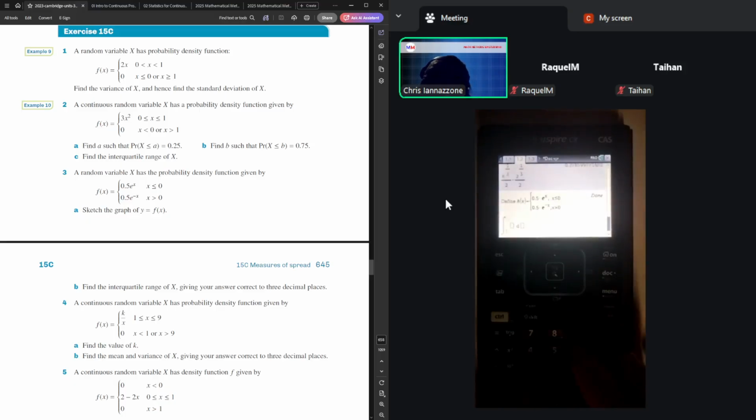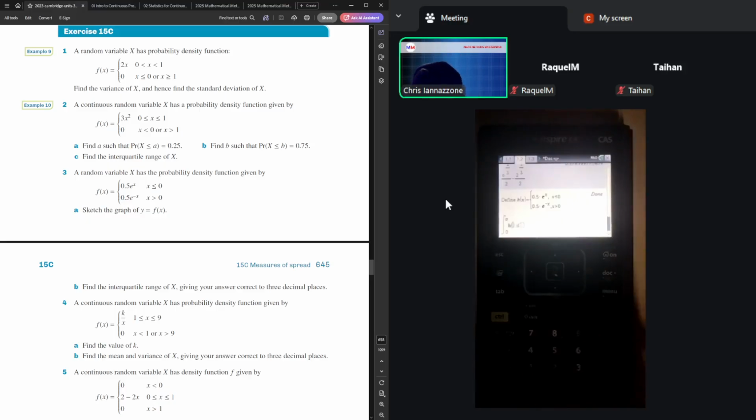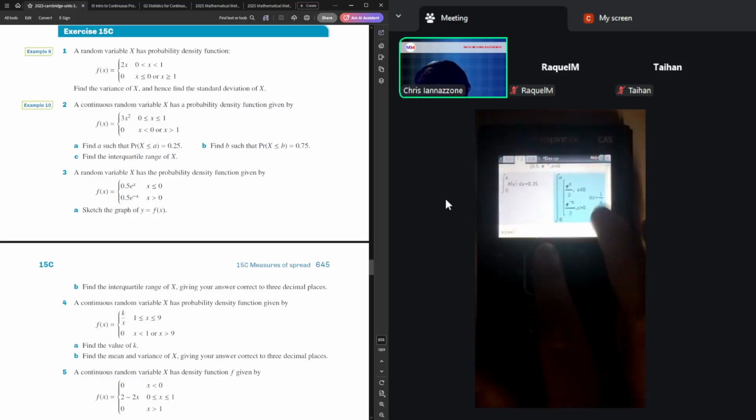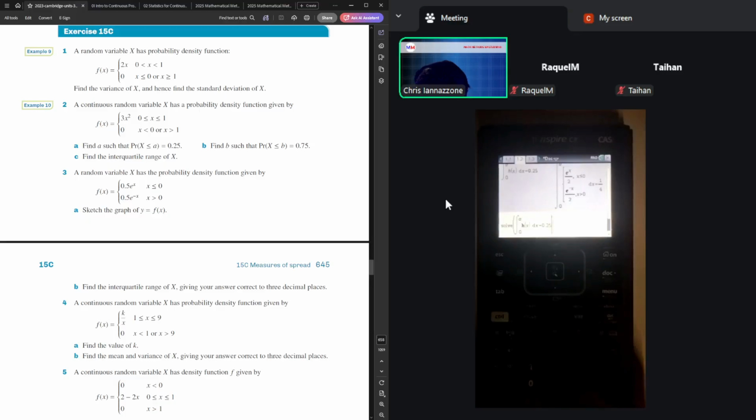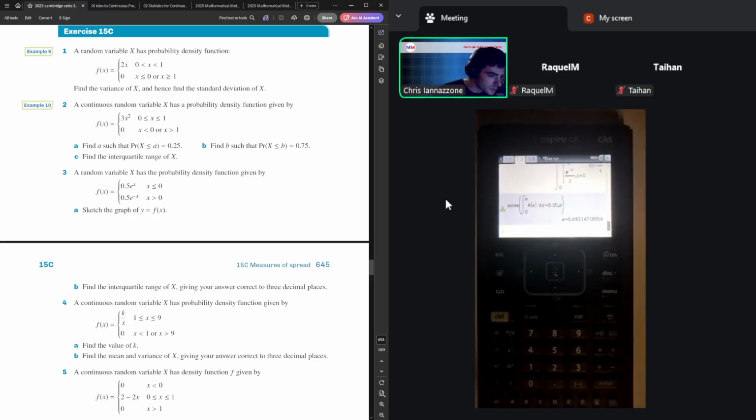So again, we're looking for the A and the B, right? The 25th and the 75th percentile. So it should just be a matter of saying function equals 0.25 and then solving for A. Is it going to do it? If I control enter, yeah, it will. It just won't give me an exact. Maybe, is that fine? Yeah, that's fine for interquartile range, especially since it says give to 3 decimal places.